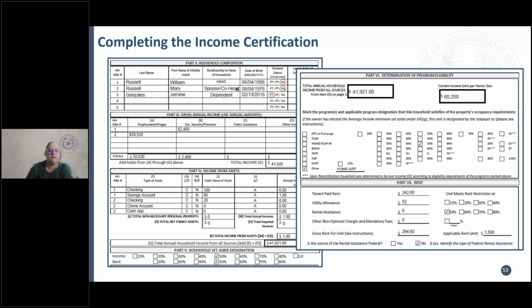We can see there that they are a 50% household. Home ARP LURAs, or land use restriction agreements, are going to detail how your households have to be qualified. So you're going to want to be sure that you are outlining that and really understanding where they have to fall.